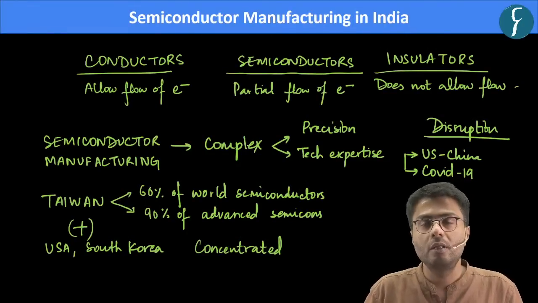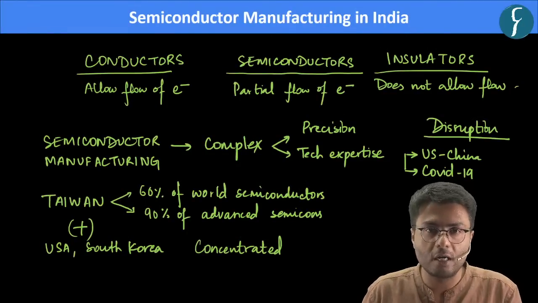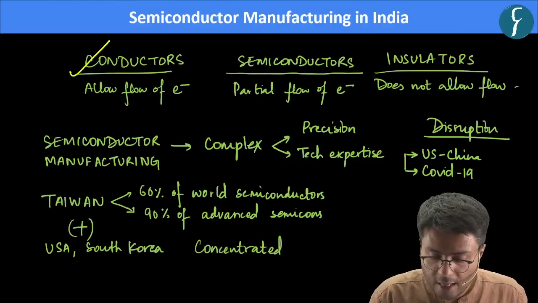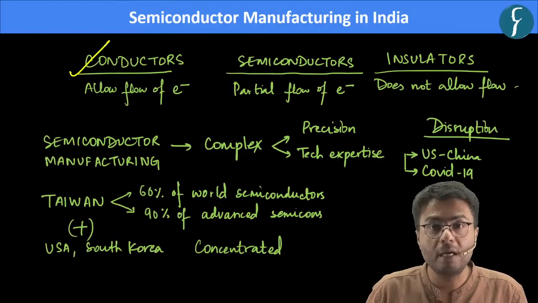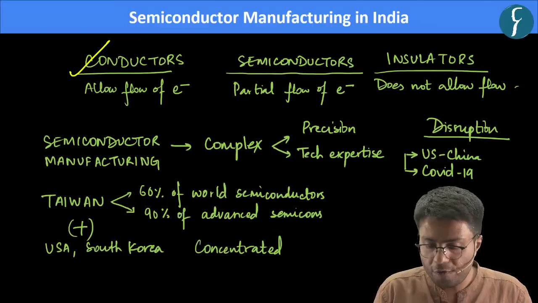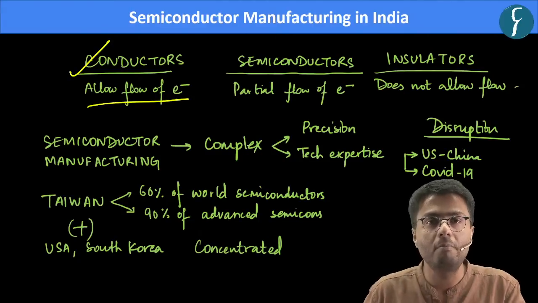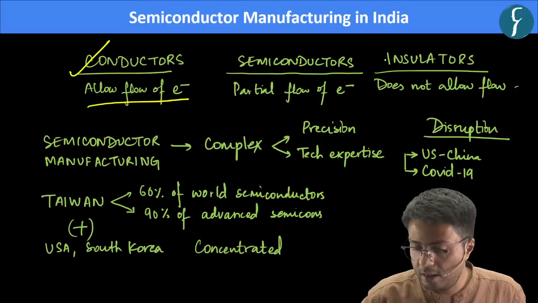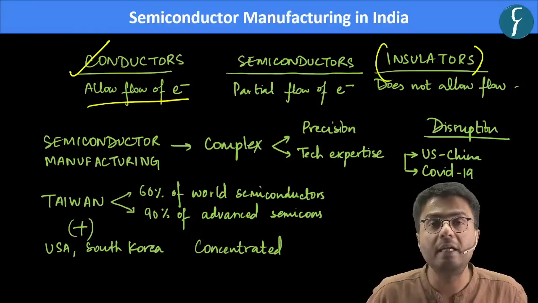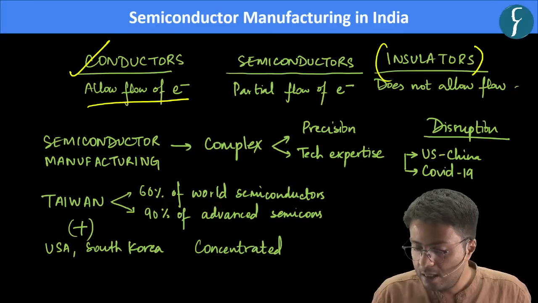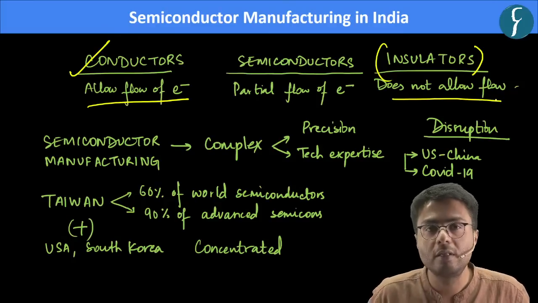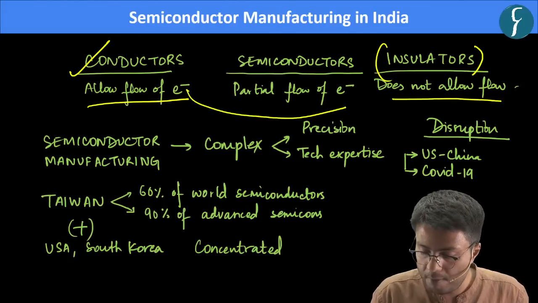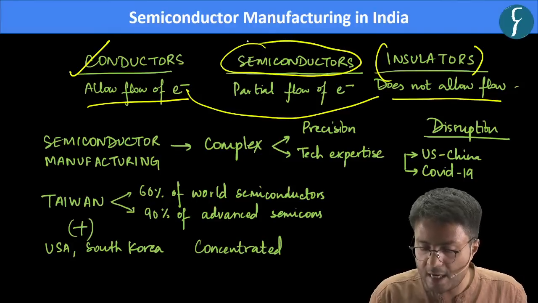Now, as we know, there are two types of materials. The first are known as conductors, because these conductors allow free flow of electrons, which makes them good conductors of electricity. Whereas on the opposite side, there are materials known as insulators, as these materials inhibit the flow of electrons, thereby making them bad conductors of electricity. And in between them falls what is called a semiconductor.